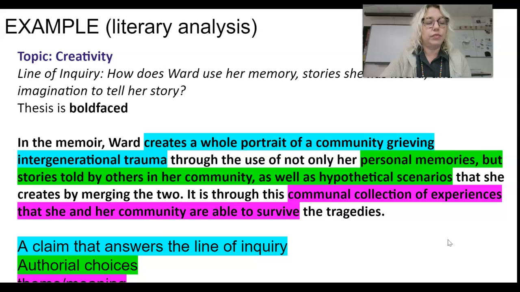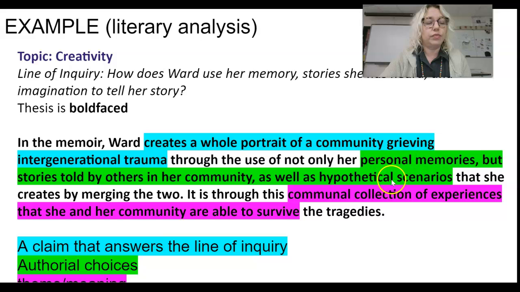In the memoir, Ward creates a whole portrait of a community grieving intergenerational trauma. There's making an interesting, arguable, debatable claim through the use of not only her personal memories, but stories told by others in her community, as well as hypothetical scenarios that she creates by merging the two. It is through this communal collection of experiences that she and her community are able to survive the tragedies.